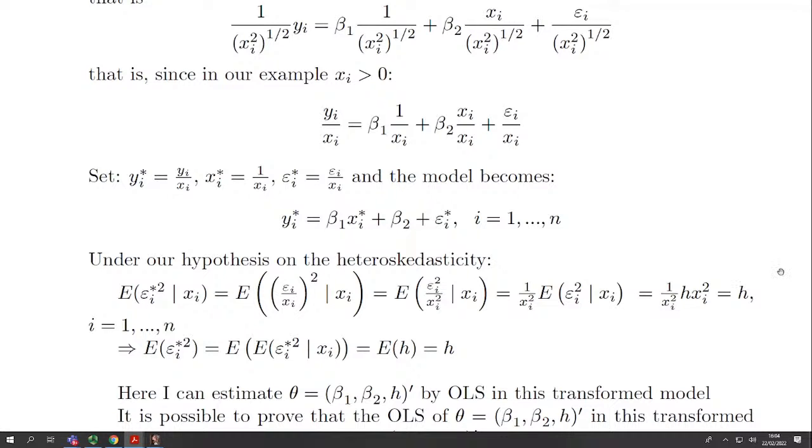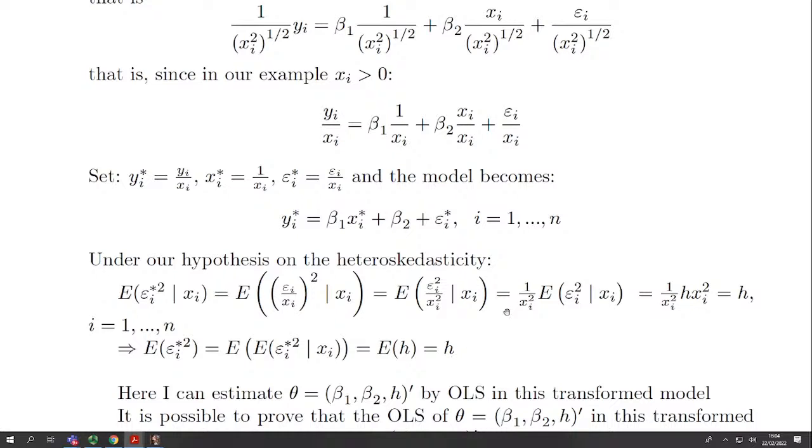Applying the law of iterated expectations, and if you say this guy is going too fast for me, no, you have to know the law of iterated expectations. When I say that, you have to follow me. So by the law of iterated expectations, I can conclude that also the unconditional variance of this error term is equal to h.